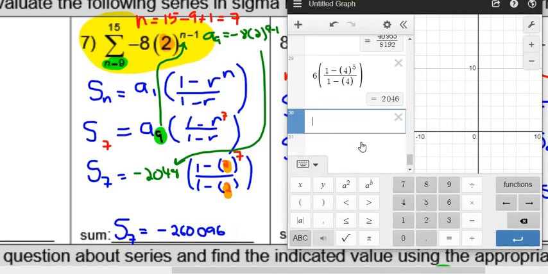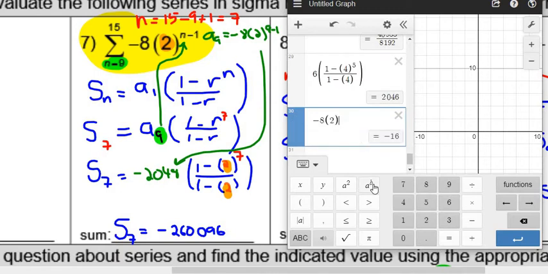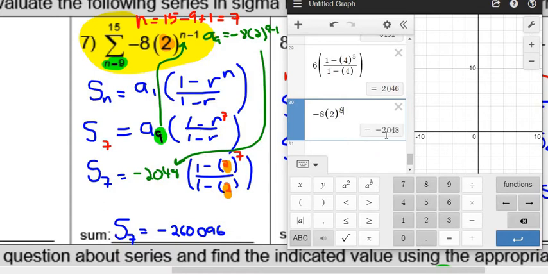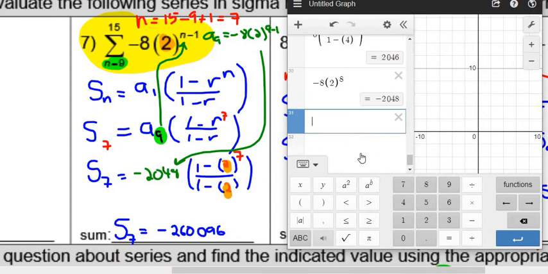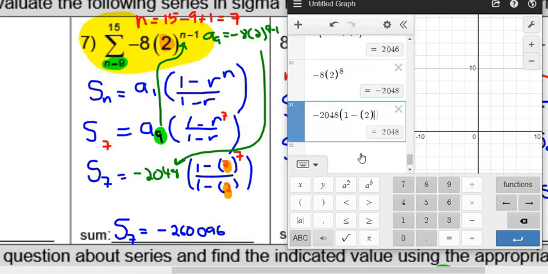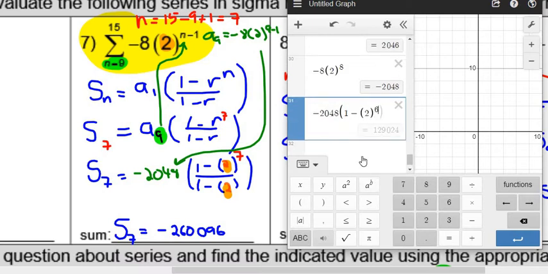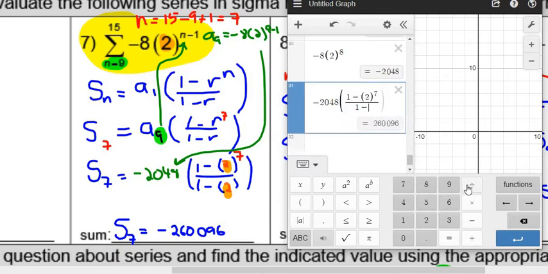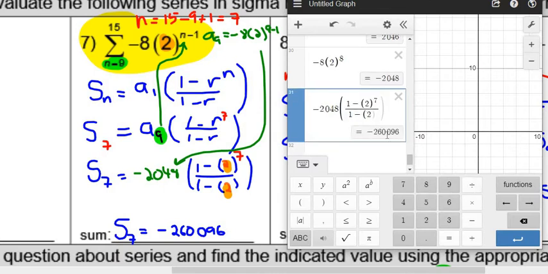So if I go into Desmos to show you where I got A9, -8, 2 to the 9 minus 1, obviously that would just be the 8th power. That's where I got the -2048 that you see here. To type the whole thing in, -2048, and then parentheses 1 minus 2 to the 7th, right? Please make sure you highlight this whole thing and then divide 1 minus 2, and you get the answer I got. Notice there's no comma. I didn't write one down here, and when you use Canvas, you're not going to use a comma either.